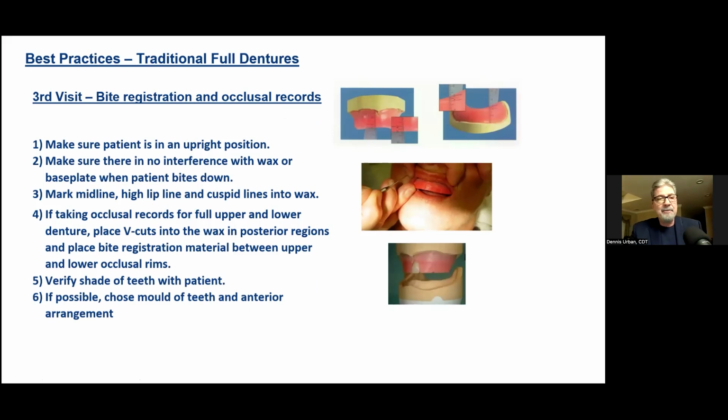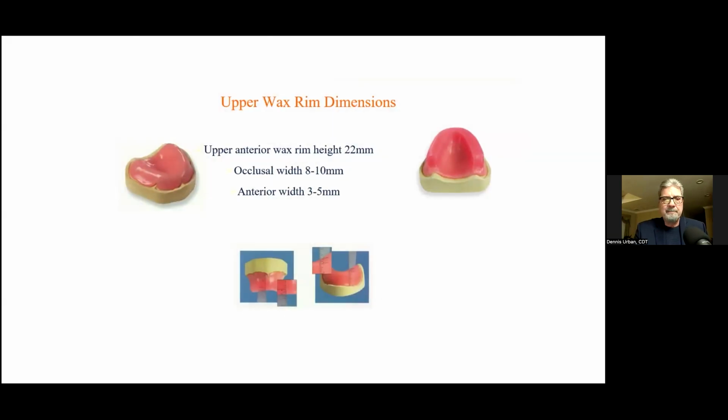Now we're up to the third visit, and the doctor's going to take the VDO registration and occlusal records. Want to make sure that the patient is in an upright position, and I'll explain why in a few minutes. And want to verify the shade of the teeth of the patient, and take those occlusal records if we're doing a full upper and full lower case, and give us the information we need on the occlusal rim with the midline, cuspid lines, high lip line, and low lip line.